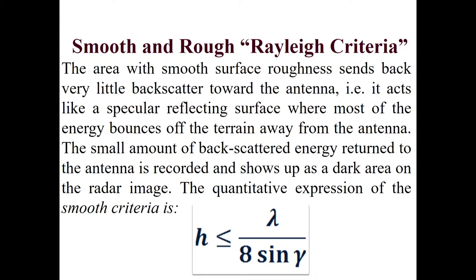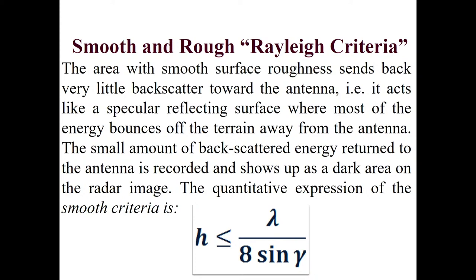The area with smooth surface roughness sends back very little backscatter towards the antenna, and it acts like a specular reflecting surface where most of the energy bounces off the terrain away from the antenna, that we had already discussed. The small amount of backscatter energy returned to the antenna is recorded and shows up as a dark area on the radar image.